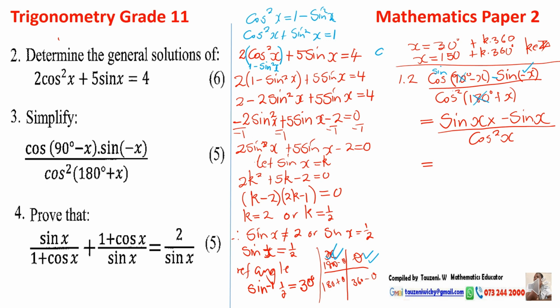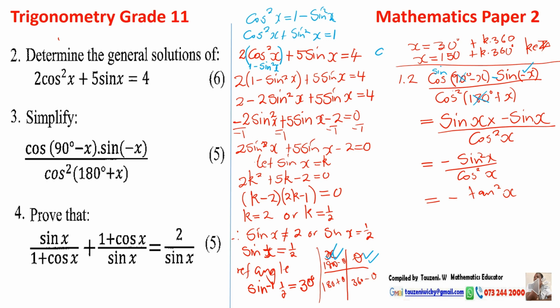Then from there, I can carry on and simplify my answer. The top one, sine x multiplied by sine x, those two are going to give me a negative sine squared x. The denominator is cos squared x. I know something about sine over cos. Sine over cos is equal to tan. So the answer to this question is tan minus tan squared x. My question number 1.2 is answered.